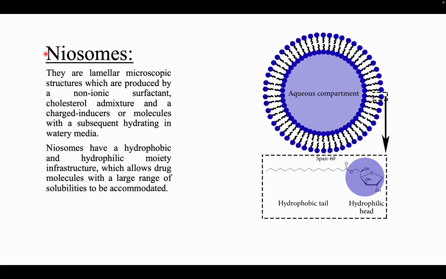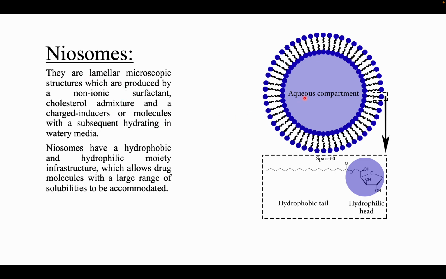First of all, we would like to discuss the definition of niosome. Niosomes are lamellar microscopic structures produced from a non-ionic surfactant, cholesterol admixture, and charge inducers or molecules, with subsequent hydration in water media. You should keep these three components in mind if you are going to prepare a niosome: non-ionic surfactant, cholesterol, and charge inducers.